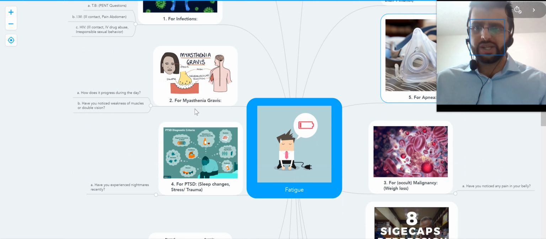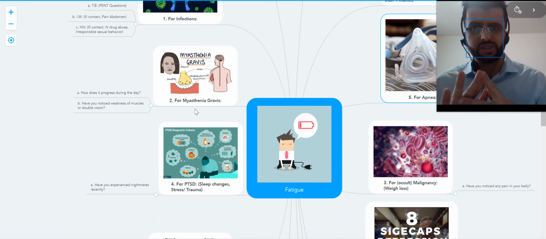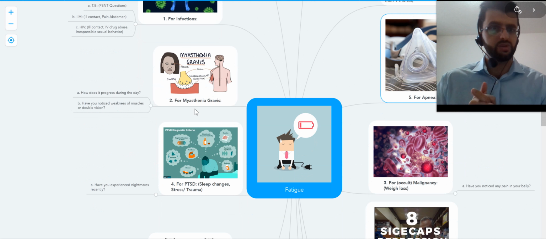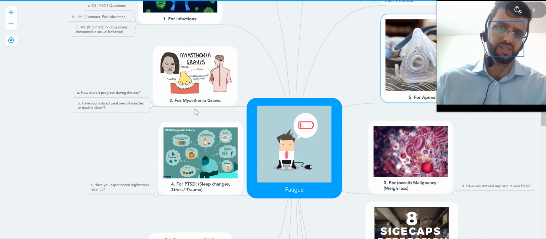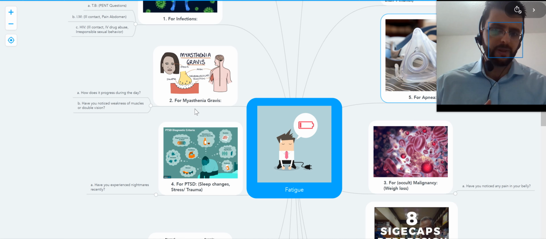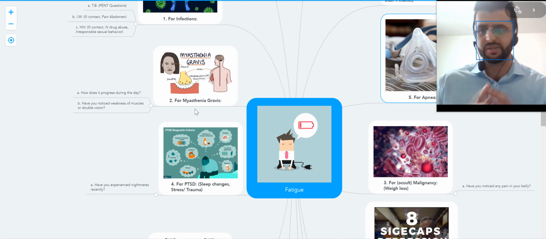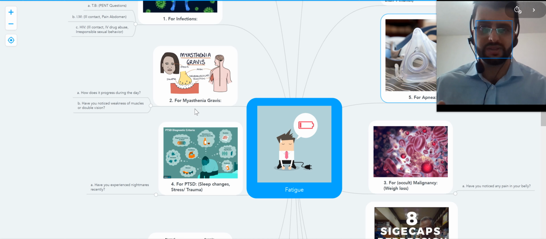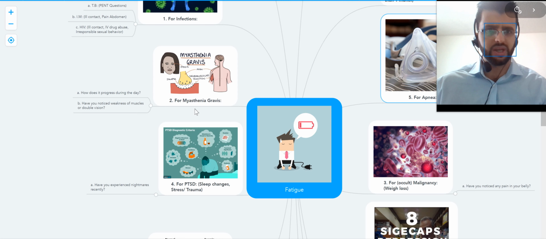So for myasthenia gravis, two important questions. How does it progress during the day? Okay, this is very important because for myasthenia gravis, it gets worse throughout the day because the nicotinic receptors get depleted. The second one, have you noticed any weakness of the muscles or any double vision? For PTSD, have you experienced any nightmares recently? Okay, any nightmares?